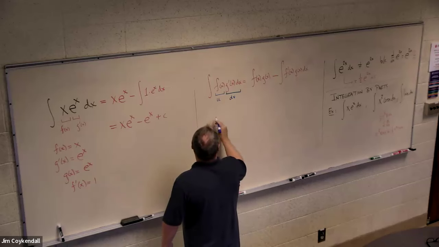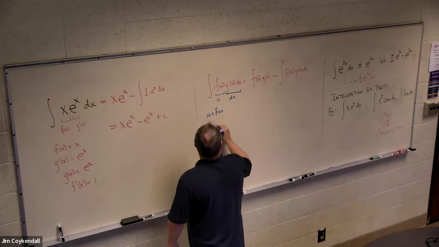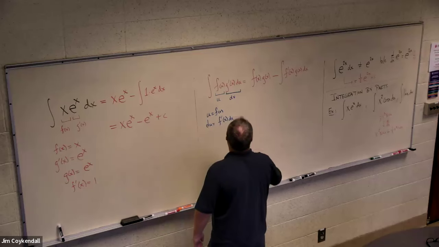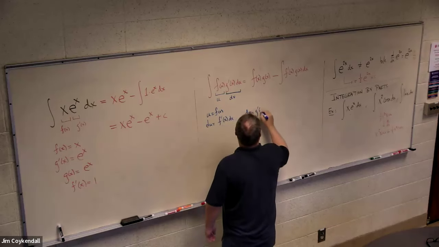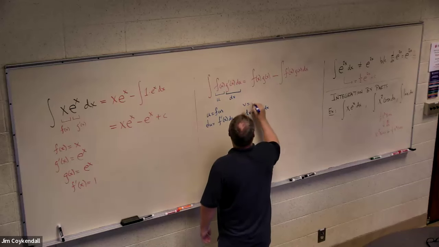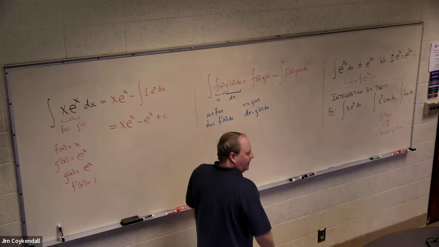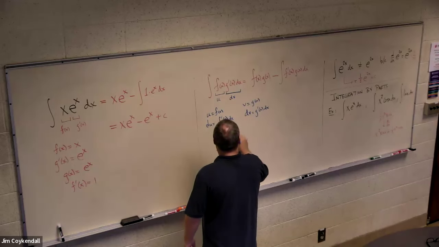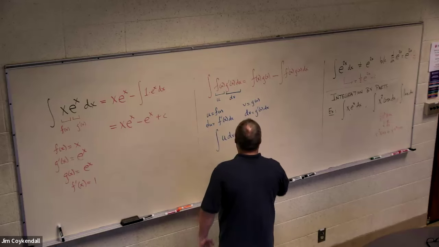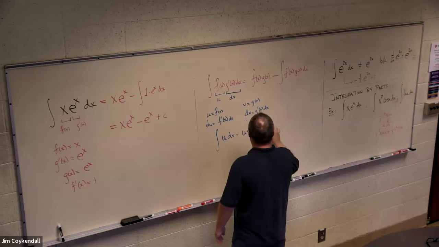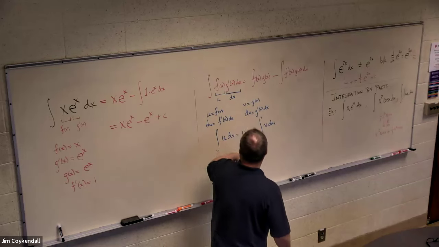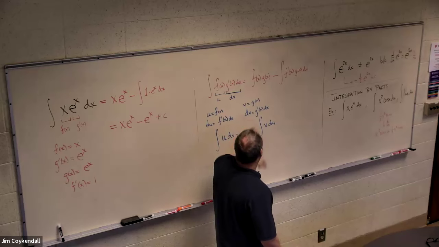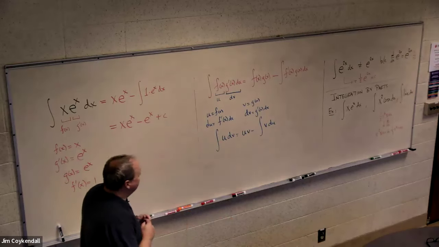And so what you have is u is f of x, du is f prime of x dx, dv is g prime of x dx, and v is g of x. And so here's a standard shortcut notation for parts: the integral of u dv is uv minus the integral of v du, which is exactly the formula here, because uv is f of x g of x, and v du is f prime of x g of x. So there is your integration by parts.